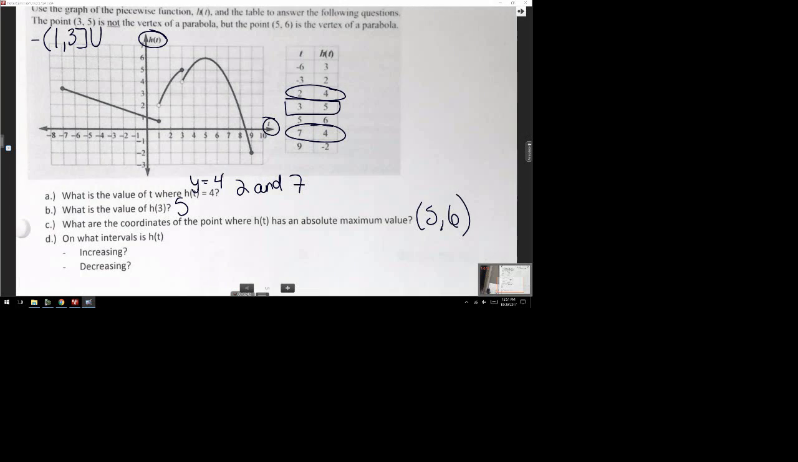And then does this 3 get a parentheses or a bracket? Parentheses. And where does it go to until it stops? Remember the roller coaster we talked about yesterday? 5. There you go. In parentheses or bracket? Bracket. Very good. All right. Then it says, where is it decreasing?